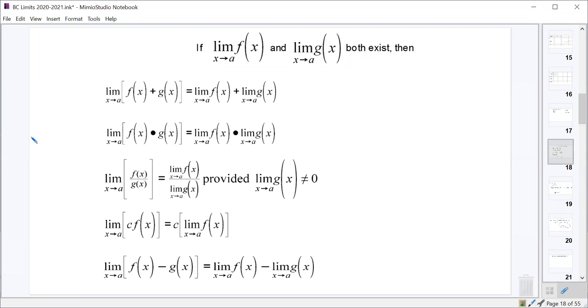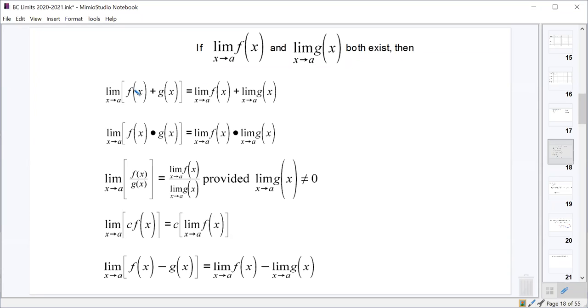So real quickly, here are some of the rules for limits that you should know. I think these are all pretty self-explanatory. You should have known these all from previous years, the last like 10 years of learning about calculus.